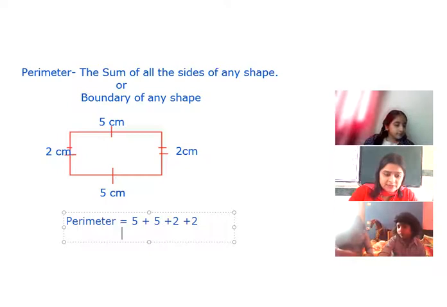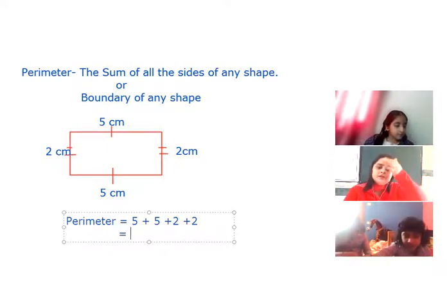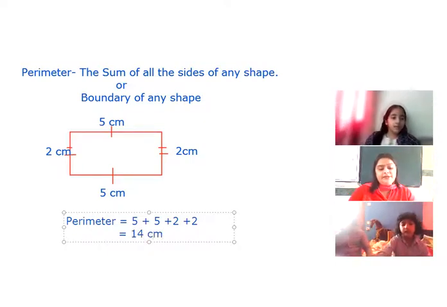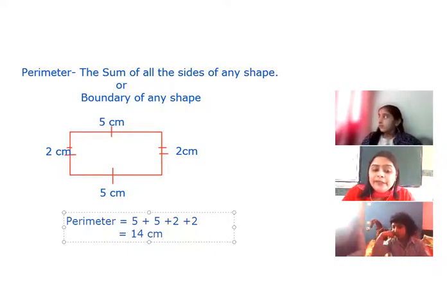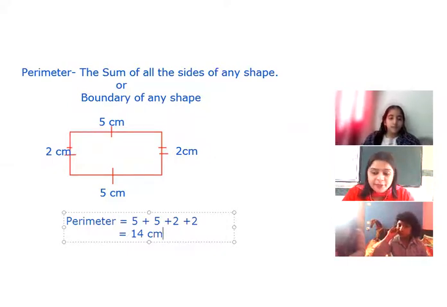Can you tell me the answer? Ma'am, the answer is 14. So the answer will be 14 centimeter. Is it clear? Yes, ma'am. What we have done here is only add all the sides, to find the perimeter. Is it simple or not?